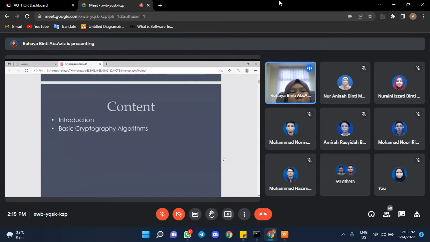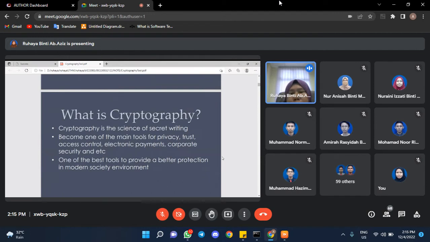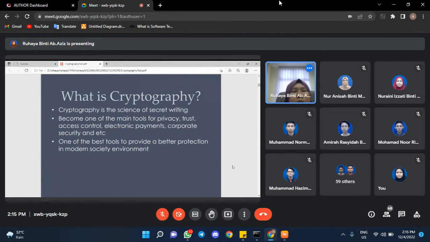Today we learn about cryptography, some introduction and basic cryptography algorithms. So what is cryptography? Cryptography actually is the science of secret writing. It means that it's used to hide or to change the message that you are going to send, so that it is going to be secret to other persons who are not authorized to see or to access the message.